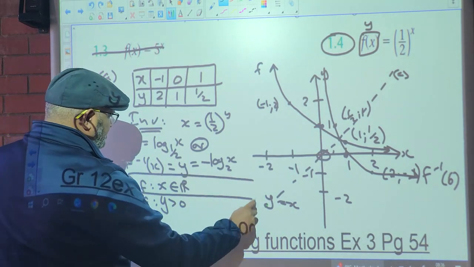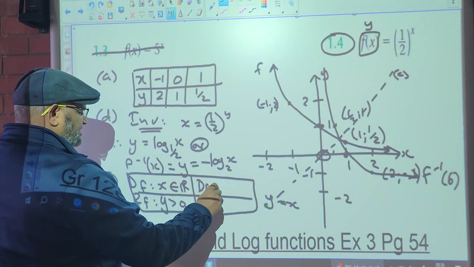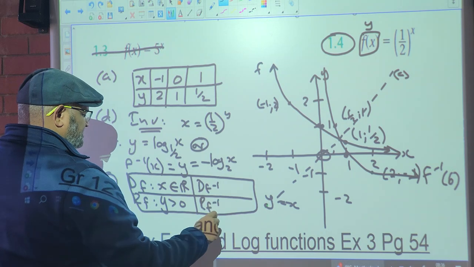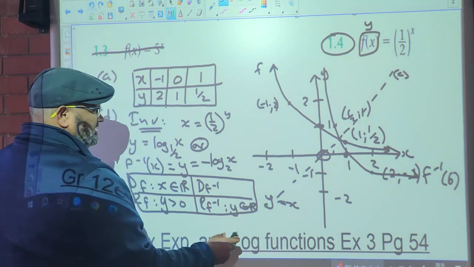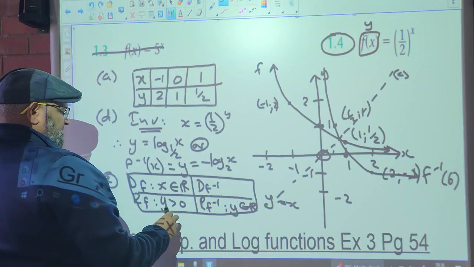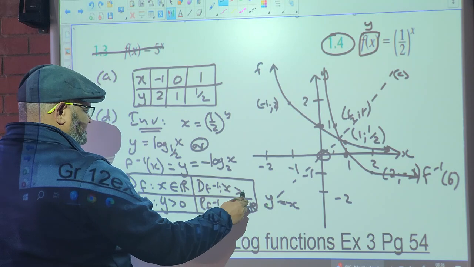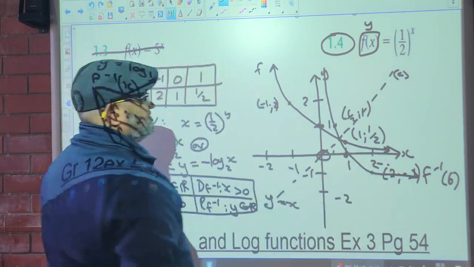For the inverse function we interchange, of course. So the domain of the inverse and the range of the inverse. The range now becomes y is an element of R. As you can see, the graph goes to positive infinity and negative infinity. And we say now x is greater than 0. As you can see, the domain of the inverse function is greater than 0.